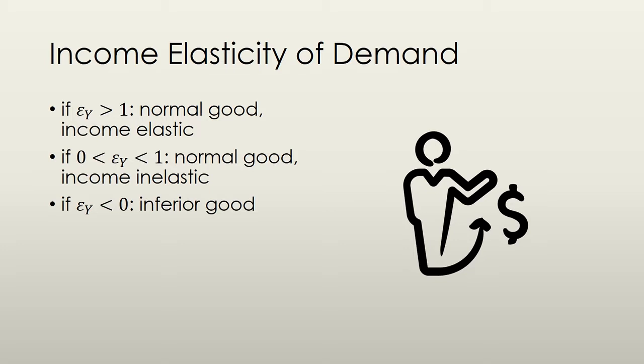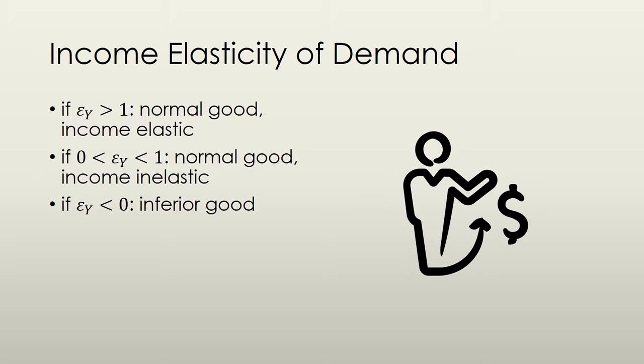If our income elasticity value is positive and is between 0 and 1, then the good is still a normal good. However, this good is classified as being income inelastic. This means that a change in income will bring about a smaller change in quantity demanded.